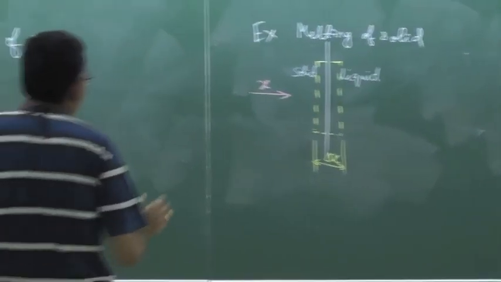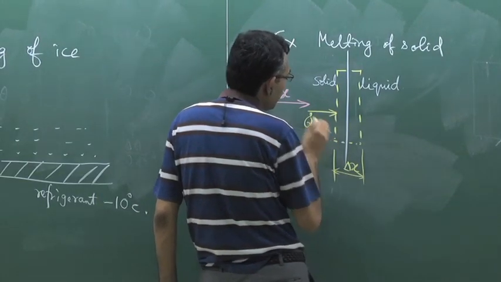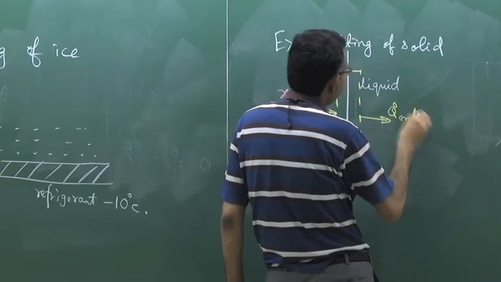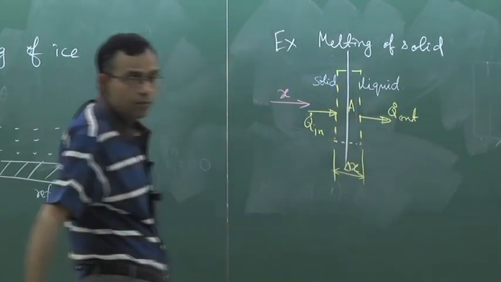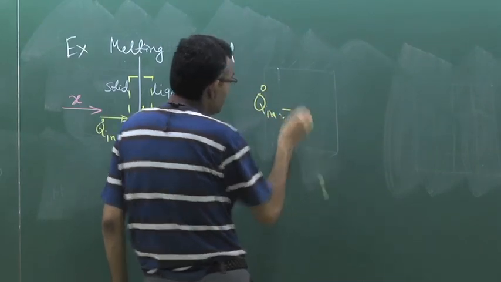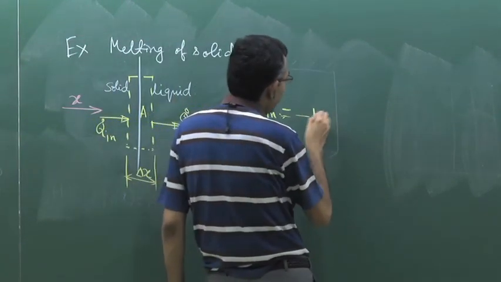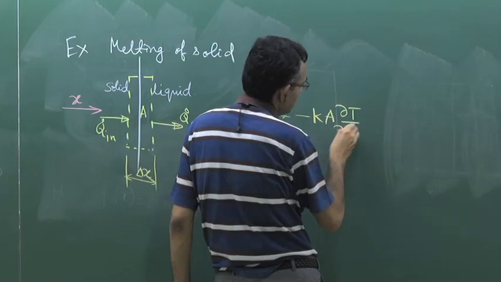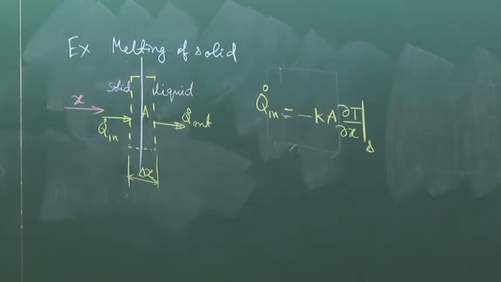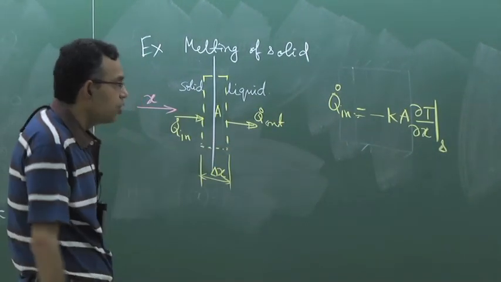But we take a control volume like this, and let us say that there is a rate of heat transfer Q dot in, and there is a rate of heat transfer Q dot out. Let us say A is the area of the interface perpendicular to the direction of heat transfer. So what is Q dot in? This is minus K A times the temperature gradient, by Fourier's law. What is Q dot out?